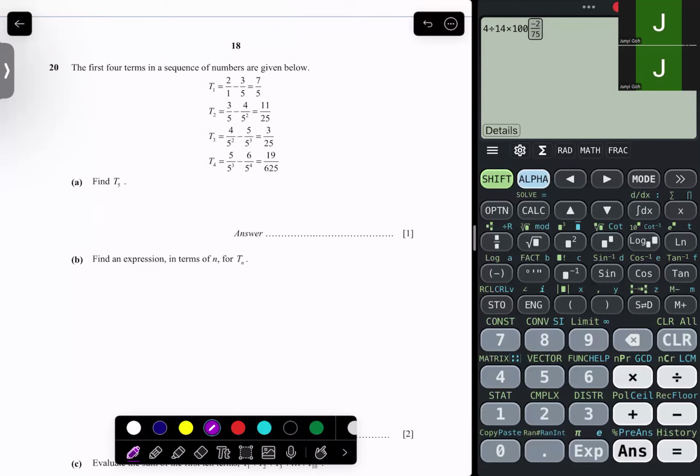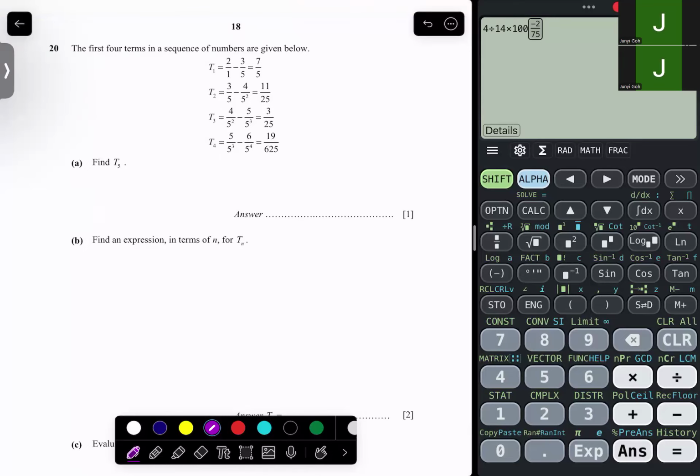All right, find T5. So T5 is going to be 6 over 5 to the power 4 minus 7 over 5 to the power 5. Now, this sort of question, what's the logic? You actually have to observe what is changing from one term to another. So it's more of your observation skills.